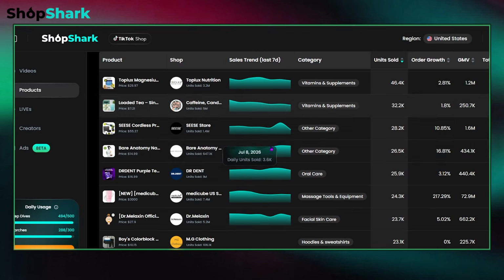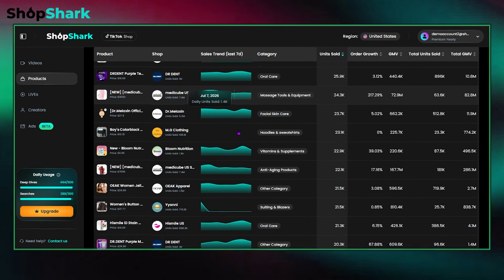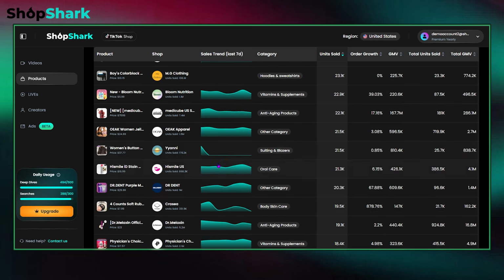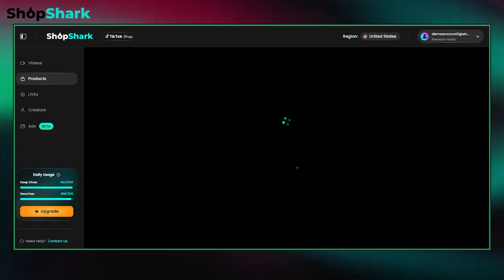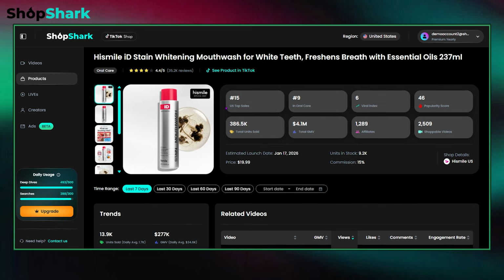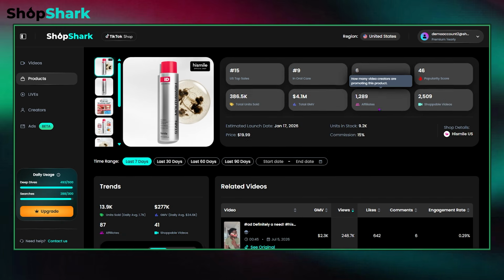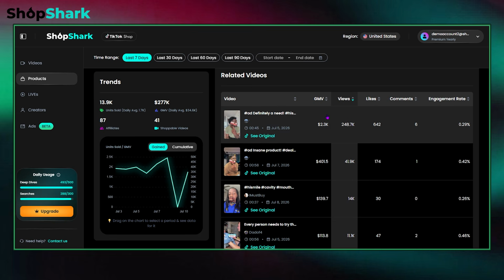This is the first thing I like about the workflow. A large total sales number is not enough by itself. A product might have generated a lot of attention last month, but be losing momentum now. So I look at the recent performance instead. I check the growth trend, the units sold, the estimated GMV, and how the product has been moving over time. I want to know whether the product is still rising, holding steady, or already peaking. That difference matters because timing is everything on TikTok Shop.